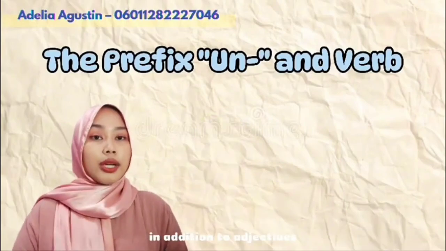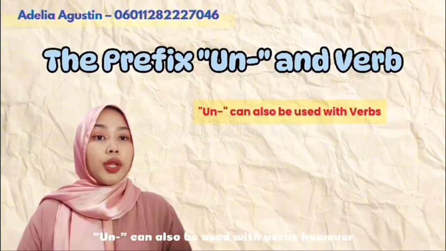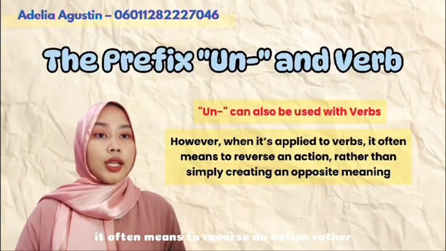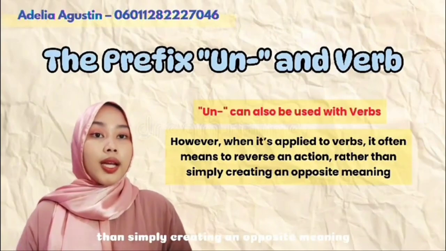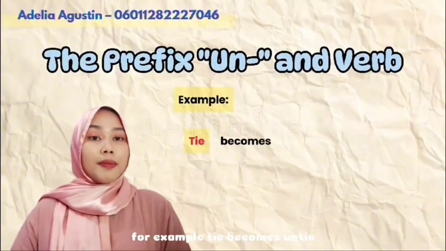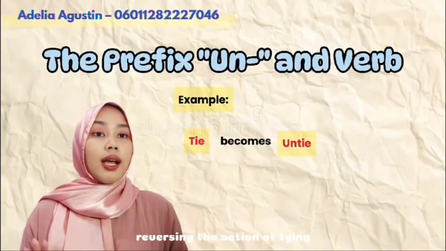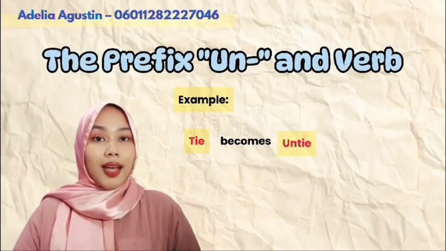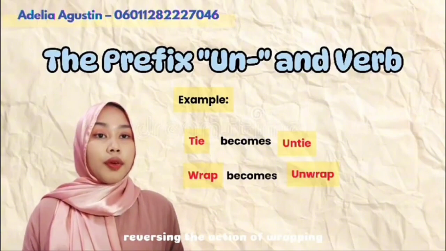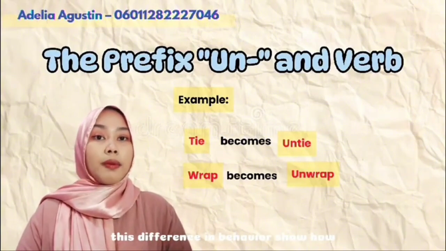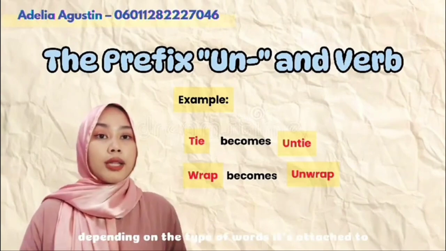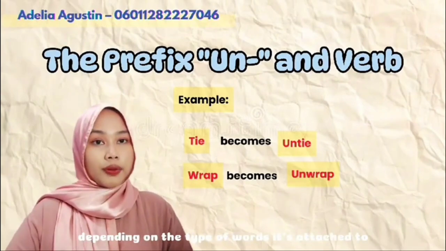In addition to adjectives, un- can also be used with verbs. However, when it's applied to verbs, it often means to reverse an action rather than simply creating an opposite meaning. For example, tie becomes untie, reversing the action of tying, and wrap becomes unwrap, reversing the action of wrapping. This difference in behavior shows how un- can serve different functions depending on the type of word it's attached to.